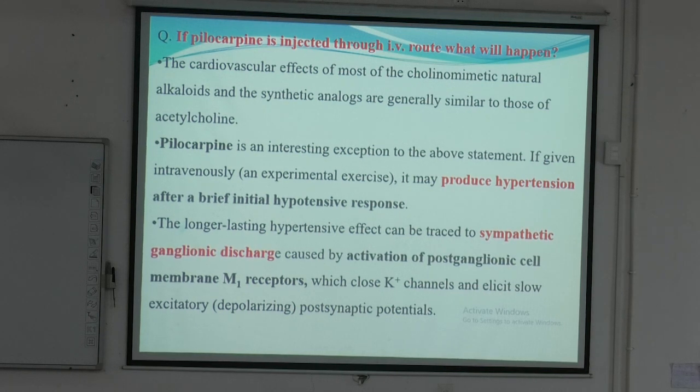Because pilocarpine is purely a muscarinic agonist, it does not have any effect on the nicotinic receptors. So what happens, the longer lasting hypertensive effect can be traced to sympathetic ganglionic discharge caused by activation of the postganglionic cell membrane M1 receptor, which closes potassium channels and elicits slow excitatory postsynaptic potentials. So pilocarpine is a drug that mainly acts on muscarinic receptors like M1 receptors present in the membranes. Ganglionic discharge is increased, which closes the potassium channels and elicits the depolarizing postsynaptic potential. That's why if we give pilocarpine by intravenous route, it ultimately produces hypertension after a brief initial hypotensive response. M1 is a muscarinic receptor.